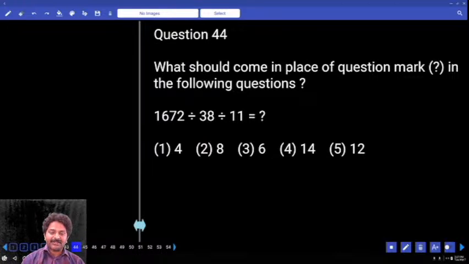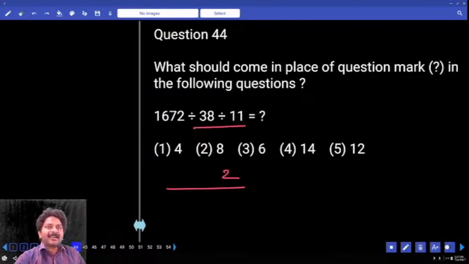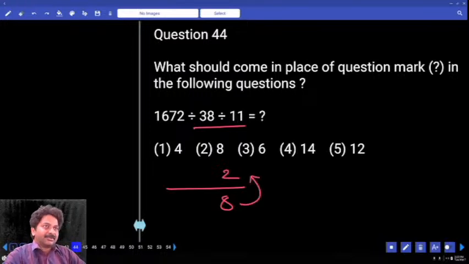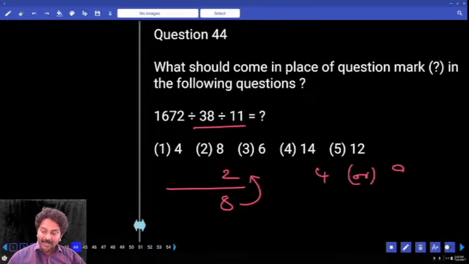1672, numerator ends with... If continuous division is there, both the numbers come in the denominator only. 38 into 11 comes in the denominator. Numerator ends with 2, denominator ends with 8. 8 into which number ends with 2? Either 4 or 9. The answer must end with either 4 or 9 only.